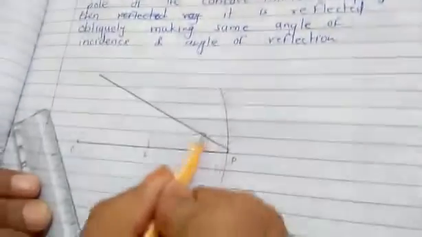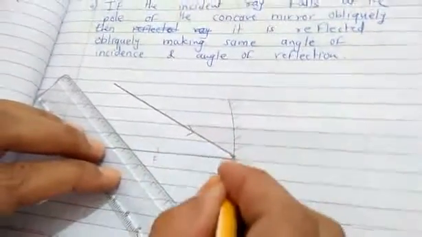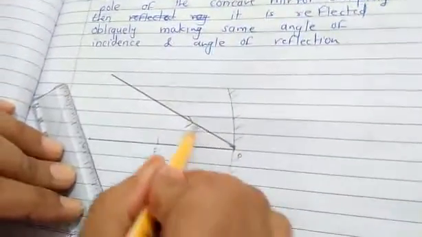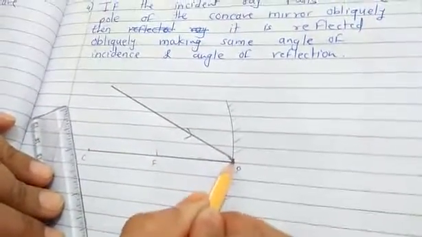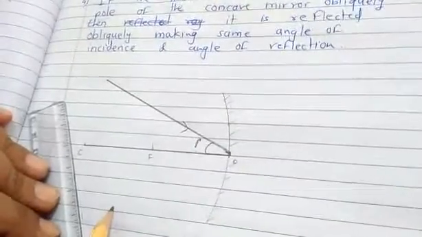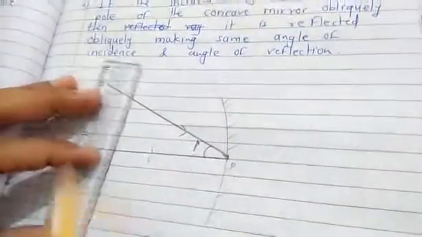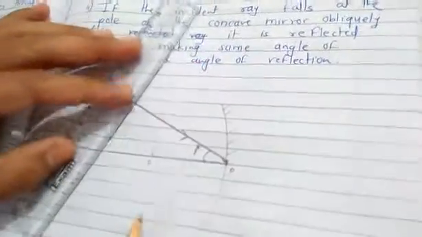So this is the incident ray which falls on the pole at this point obliquely. Now we know this is the incident ray and this perpendicular line at this point is called the normal. This angle is called the angle of incidence, angle i. Now how will the ray be reflected? It will be reflected making the same angle.